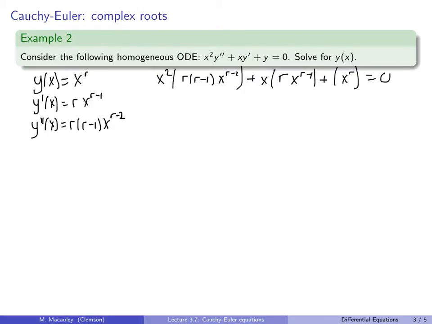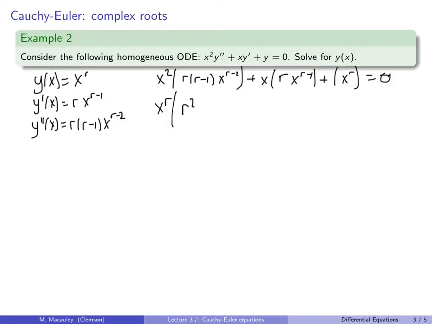So let's simplify this. Make sure you understand where this is coming from. This is y double prime, this is y prime, and this is y, and we're just plugging these into this equation. So simplifying, we get x to the r. Notice every term has an x to the r in it, so we're going to factor that out in front. And now let's simplify what we have. We're going to have an r squared.